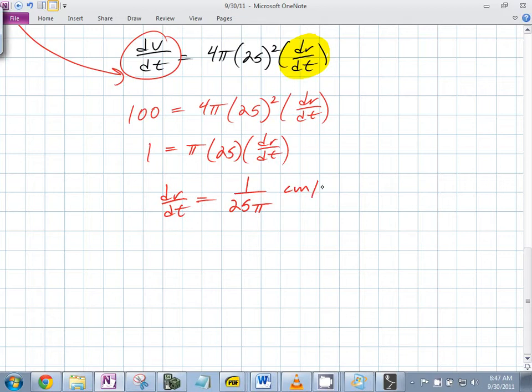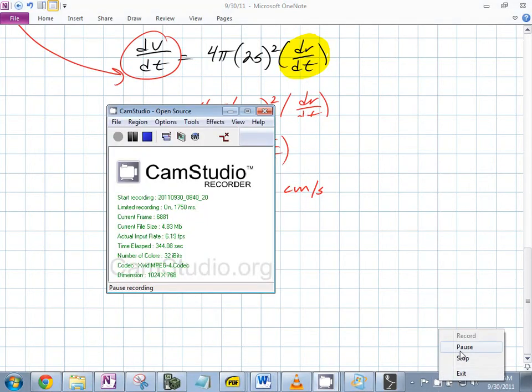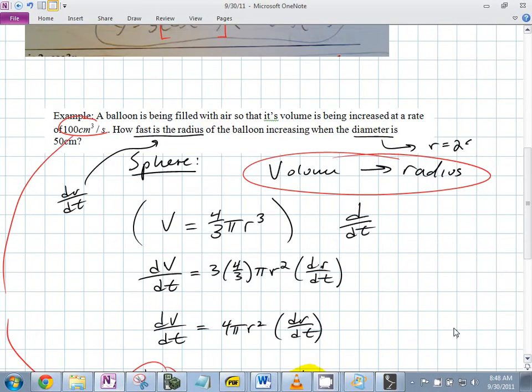You can wait till the end to put the units on, but you need to put the units there. We don't have too many units to deal with. We have velocities, we have accelerations, we have change in volume, change in distance. You can put it in at the end. The volume and the radius, the rate of change of volume with the rate of change of radius. So what did we need to do? We needed to find a relationship between the two.